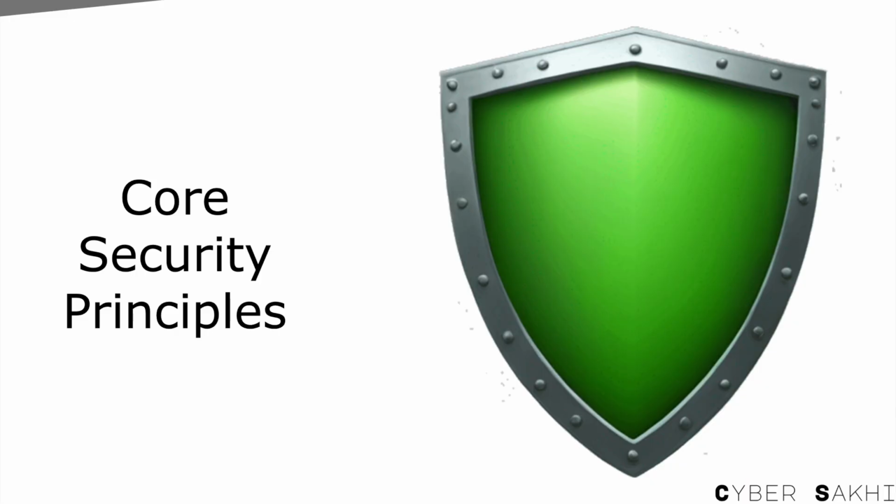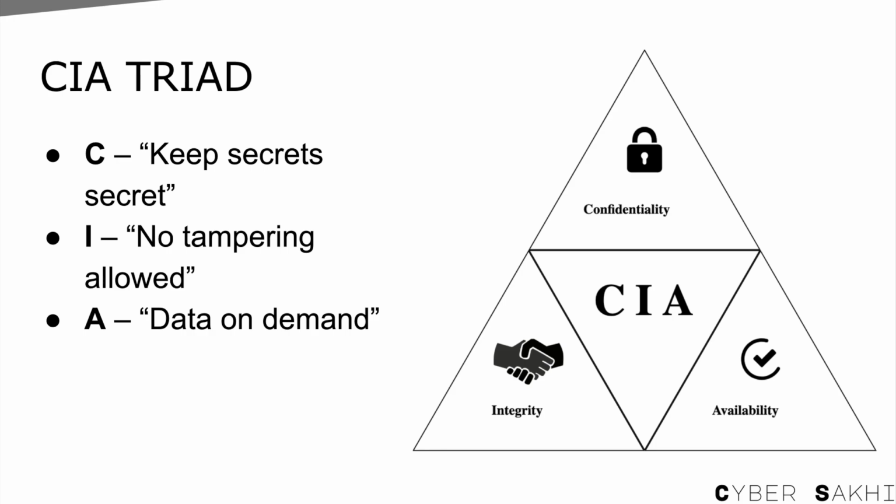In cybersecurity, everything we do boils down to protecting information and systems. But what exactly are we protecting? And how do we measure success? To answer that, we start with the core security principles, a set of guidelines that help us design and evaluate secure systems. CIA triad: confidentiality, integrity, availability, the holy trinity of cybersecurity. These three properties are the backbone of secure systems.